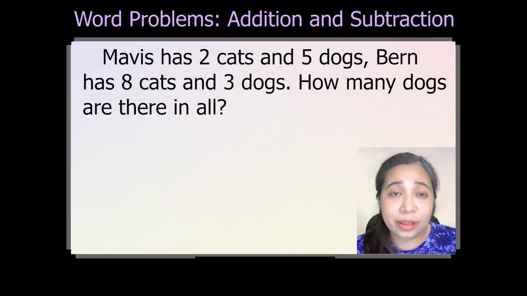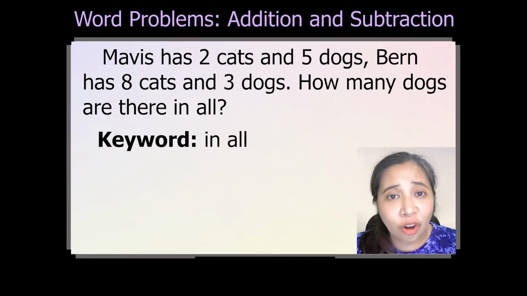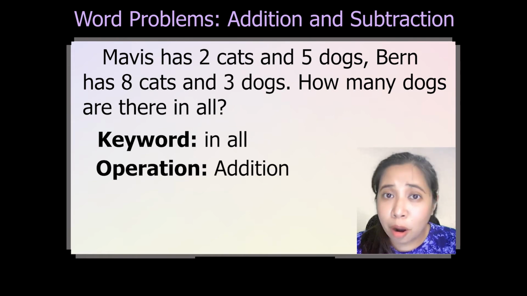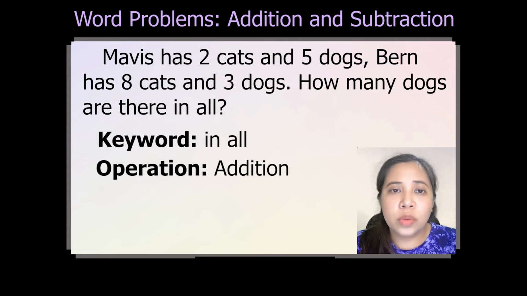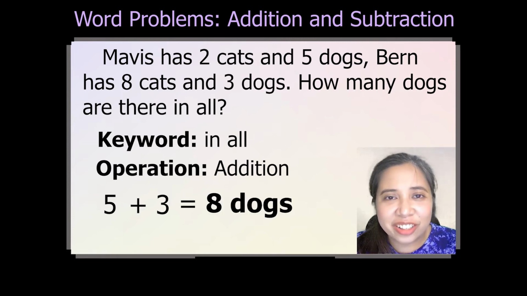So, another example, Mavis has 2 cats and 5 dogs. Bern has 8 cats and 3 dogs. How many dogs are there in all? So, ang keyword naman natin sa word problem na ito is the word in all. At kapag narinig natin o nakita natin ang word na in all, ibig sabihin nun, we are going to add the numbers. But remember, in this problem, hinahanap lang natin yung total number of dogs. So we add 5 plus 3 is equal to 8 dogs.